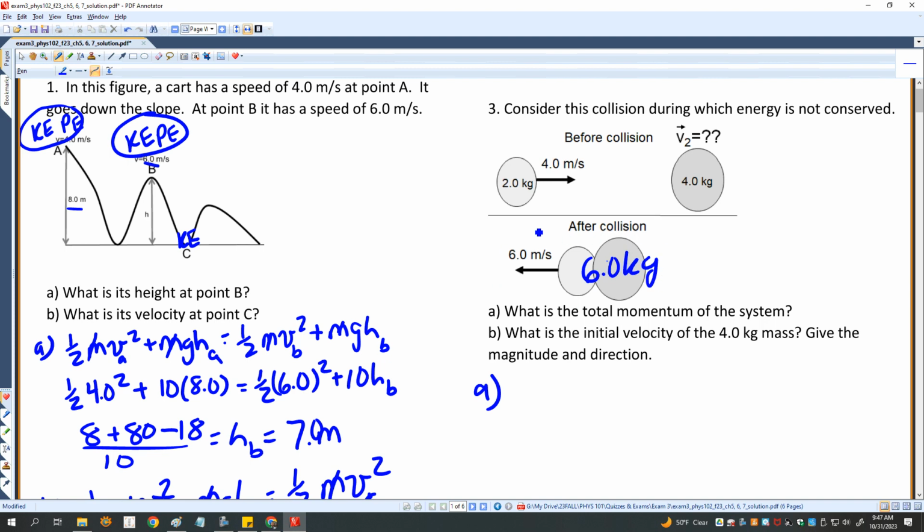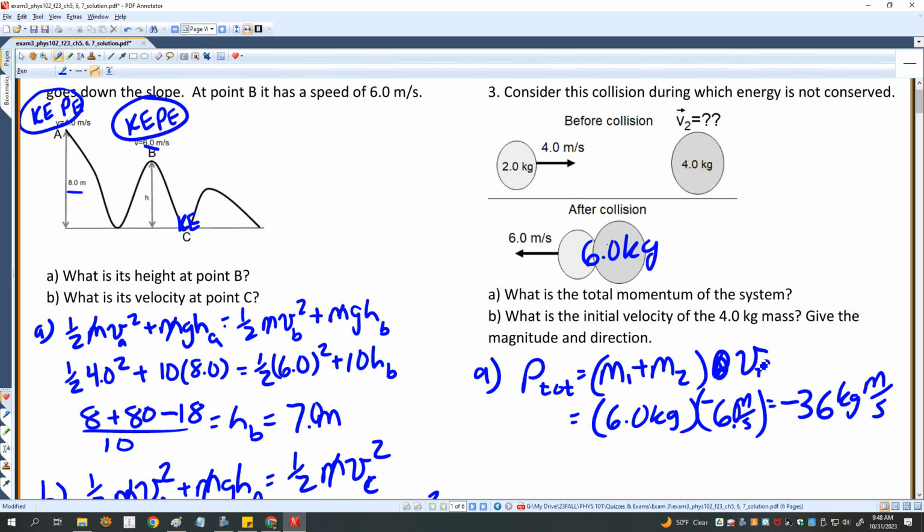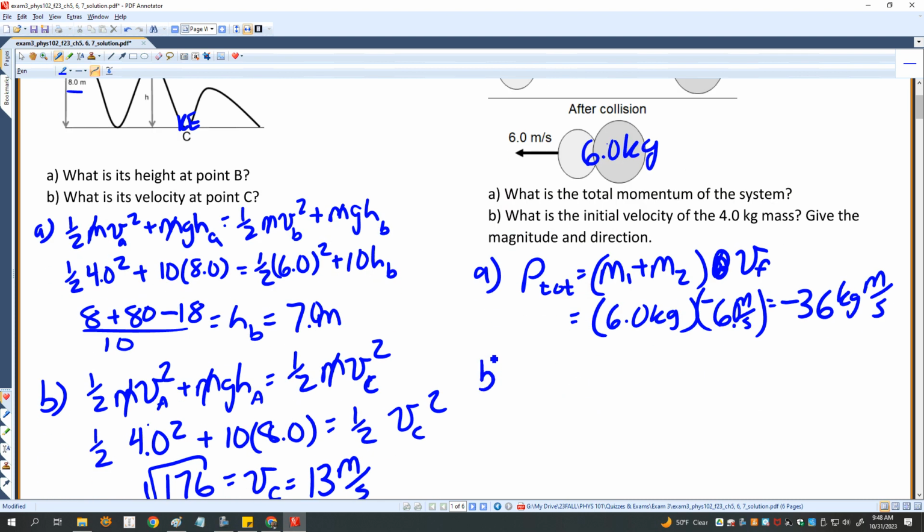So I know everything about this system. So the total momentum is equal to (m1 + m2) times v final. That's going to be 6 kilograms times negative 6 meters per second, which is equal to negative 36 kilogram meters per second. All right, so that's the total momentum. This is a little bit different than the previous problem that I'd given, in that I think previously last semester I had this velocity known and this velocity not known, but nonetheless, same way to approach it.